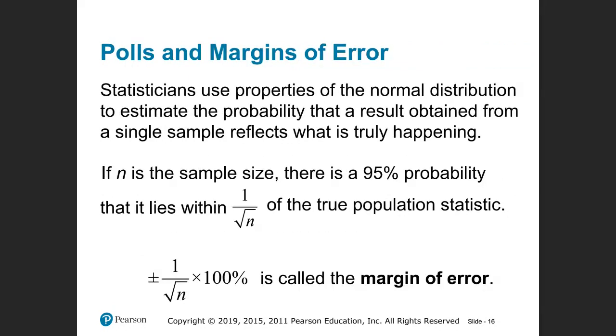Polls and margins of error. Statisticians use properties of the normal distribution to estimate the probability that a result obtained from a single sample reflects what is truly happening. If n is the sample size, there is a 95% probability that it lies within 1 divided by the square root of n of the true population statistic. Plus or minus 1 divided by the square root of n, times 100%, is called the margin of error.